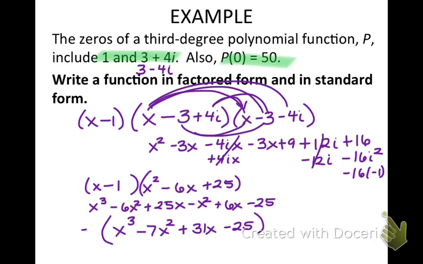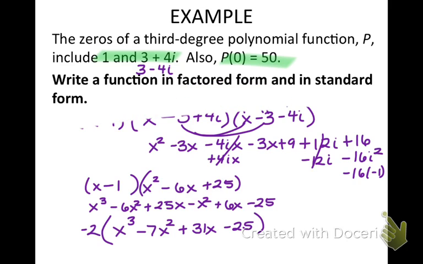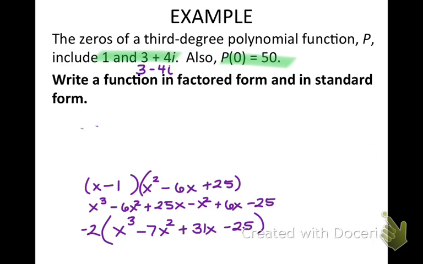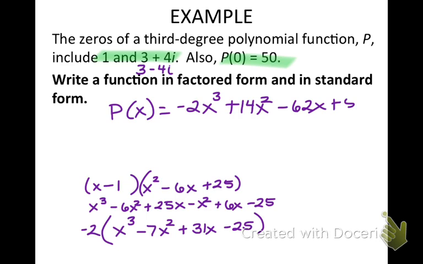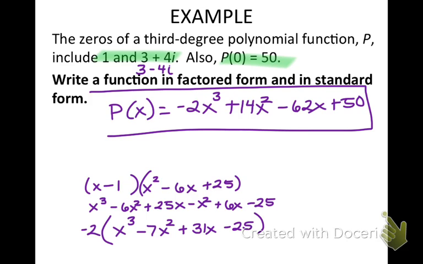Multiply by negative 2. Sorry for the people in the back of the room, I'm getting really low. So my final answer is P of x is equal to negative 2x to the third plus 14x squared minus 62x plus 50. If you were to graph that on your calculator, the only x-intercept would be occurring at 1. If we did synthetic division with that 1, I would get to a quadratic that, if I either completed the square or used the quadratic formula, would get me to 3 plus or minus 4i. Okay? That is that.